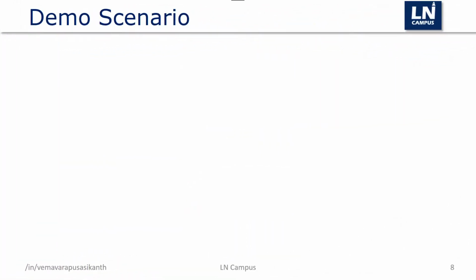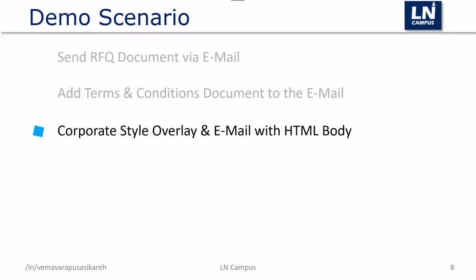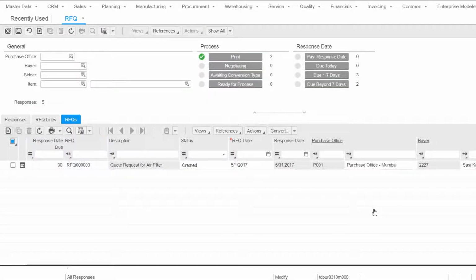For this demo, I'll use a simple use case. A request for quotation document must be sent to the selected suppliers via email. A standard terms and conditions document must be added while sending the email. A corporate style overlay must be added to the document and the email should be sent with an HTML body. So let's see how DOM handles this scenario. Let's jump into the product.